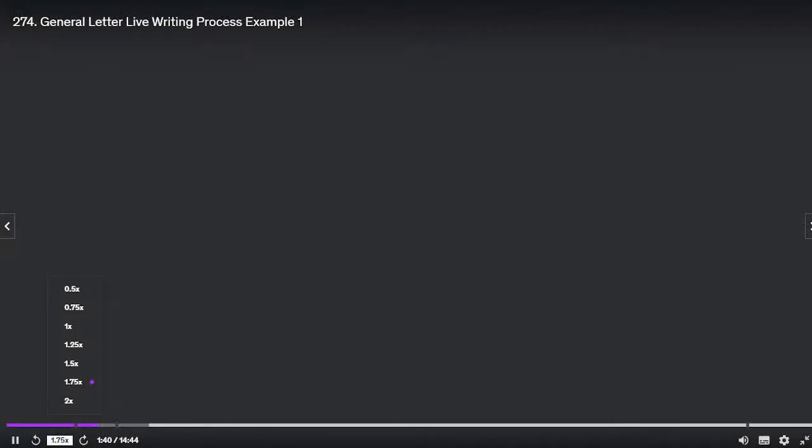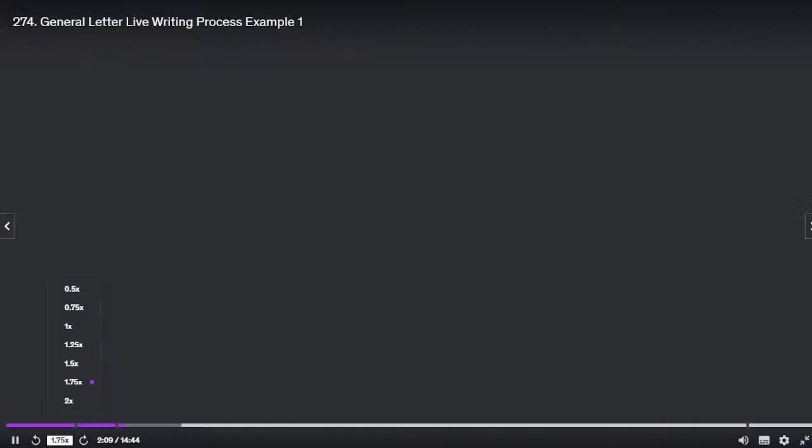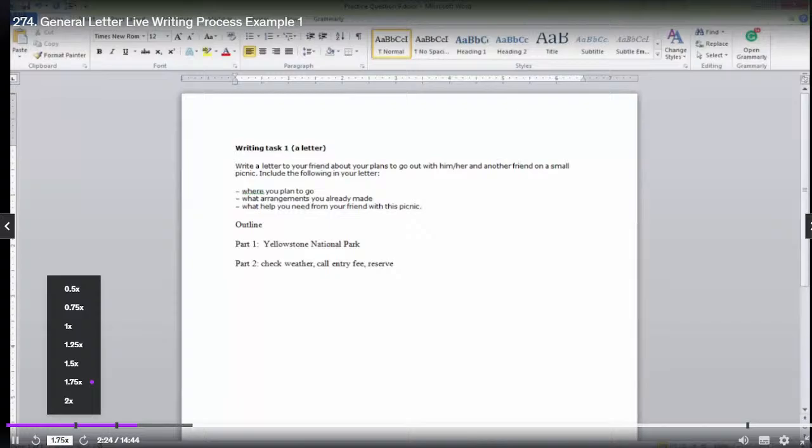And we're going to have our different parts, our part one. I want to go to Yellowstone National Park. And I'll probably use these outlines maybe in some of the other lectures that I'm doing as some examples. Yellowstone National Park, part two. I want to check the weather, call the entry fee, reserve place, and order the food.